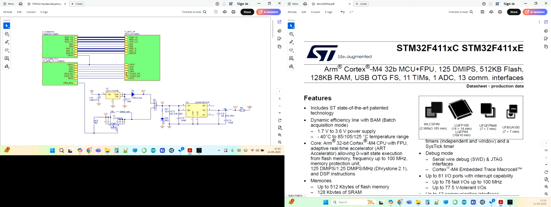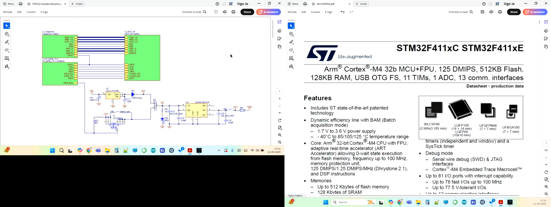We'll continue our discussion on the STM32 Nucleo board. When you're working on any microcontroller board, whether it be the Nucleo board that we are talking about now, or an Arduino board or an MSP432 board, whatever board you are working on, there are two important documents which you need to have handy.